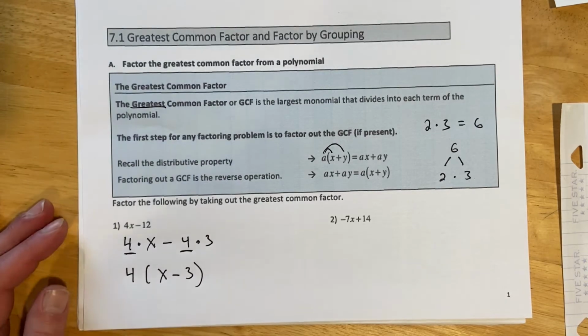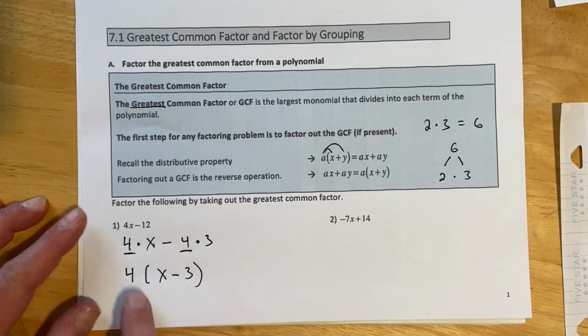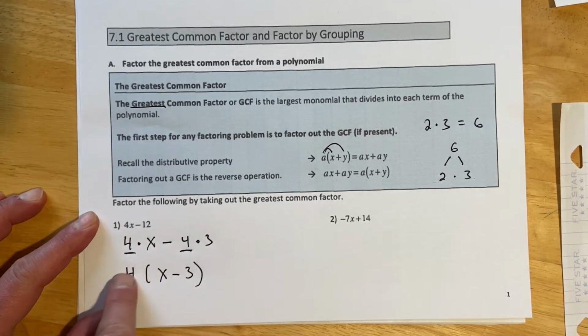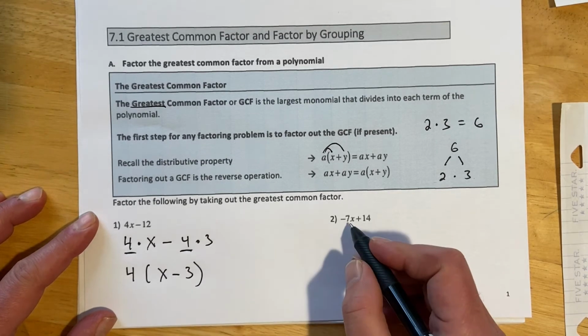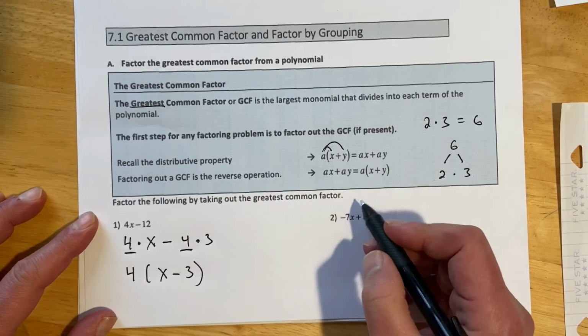And then I can check every factoring by just multiplying. So 4 times x, there's my 4x. 4 times negative 3, there's negative 12. So that is factoring.